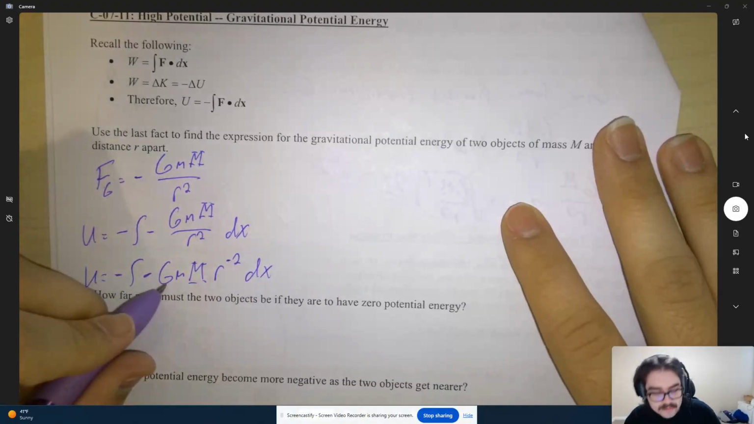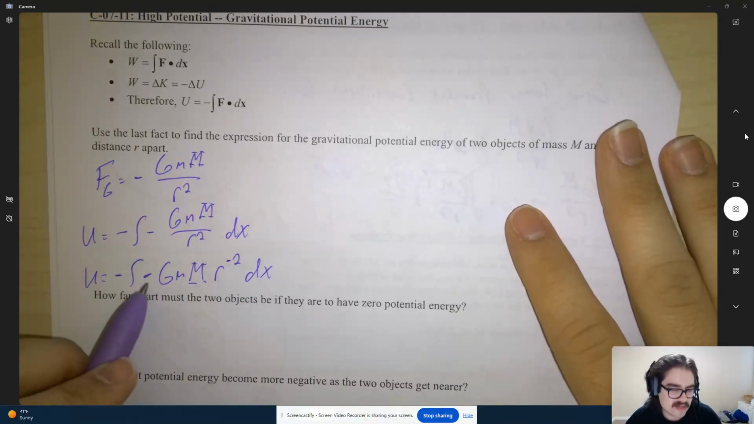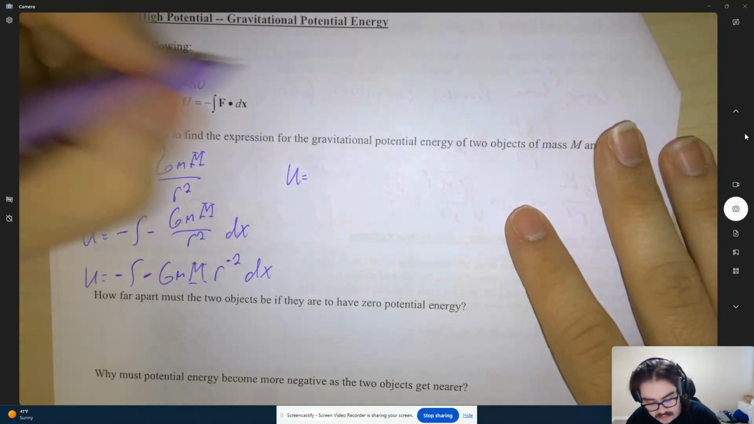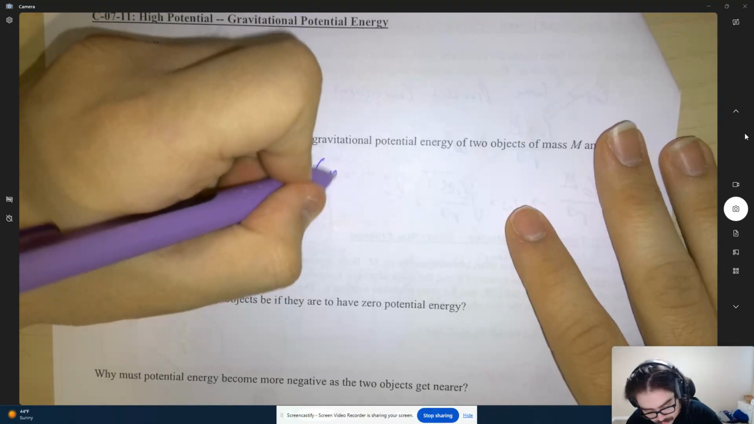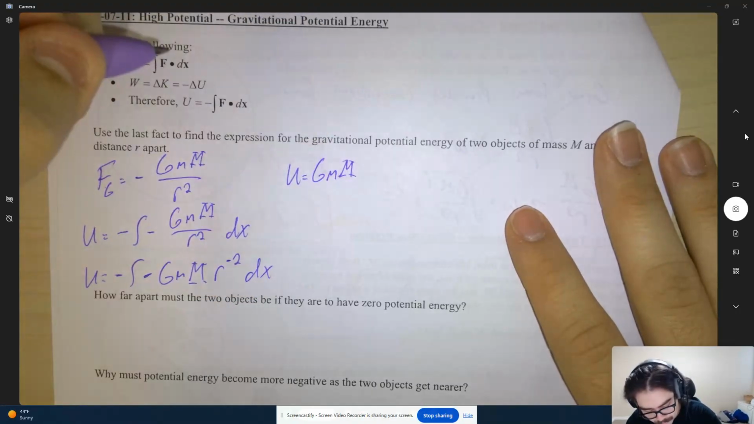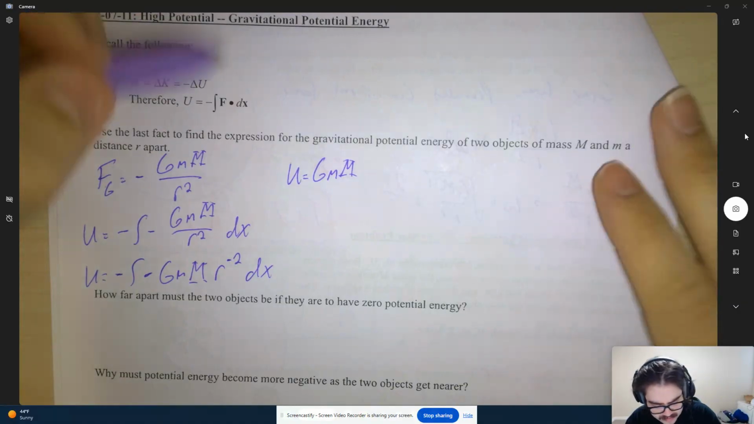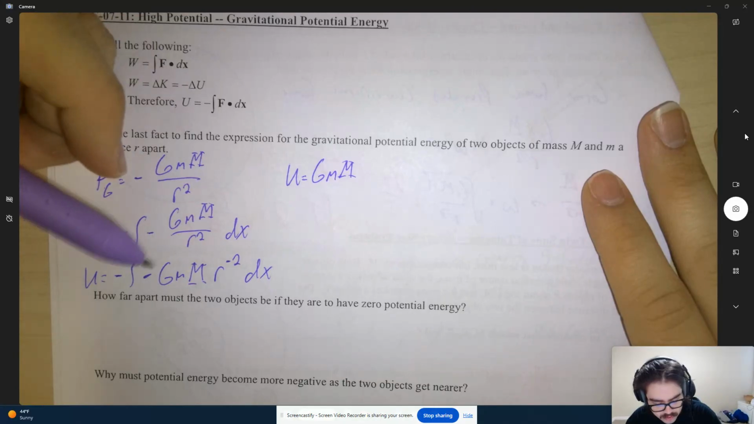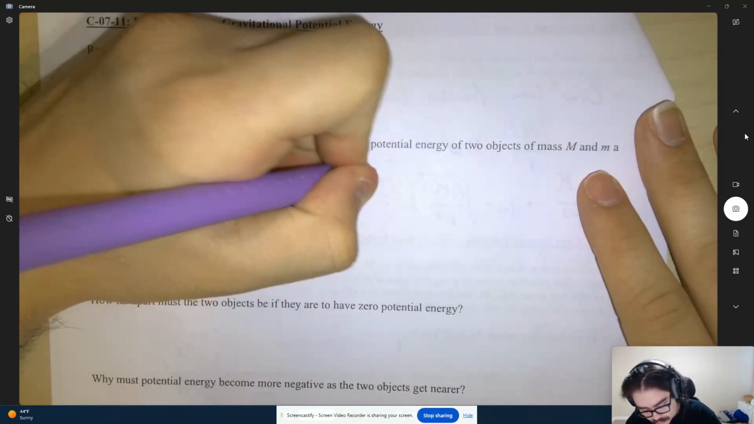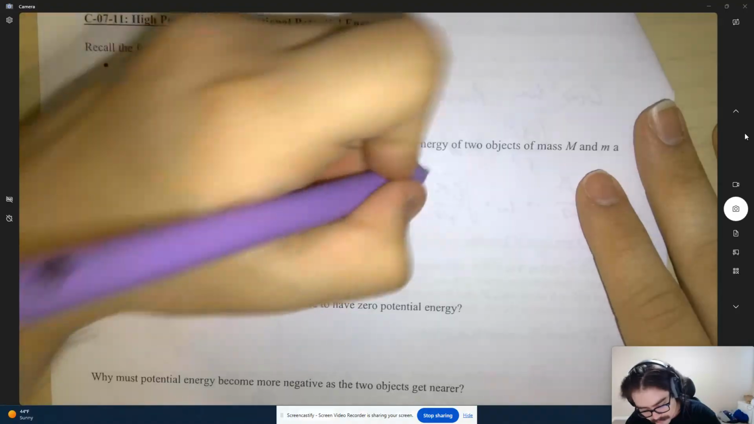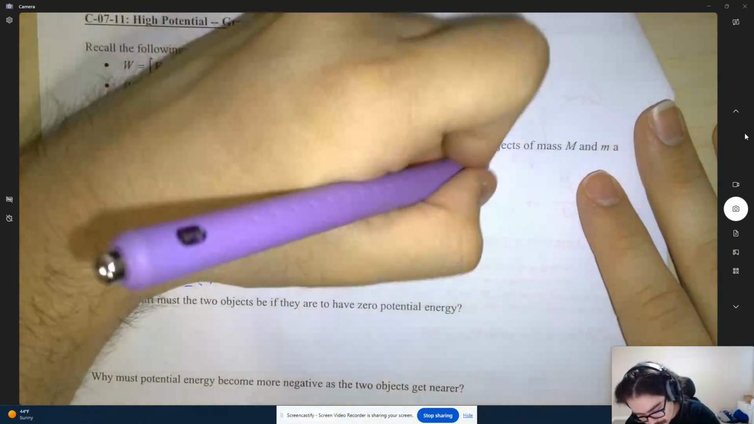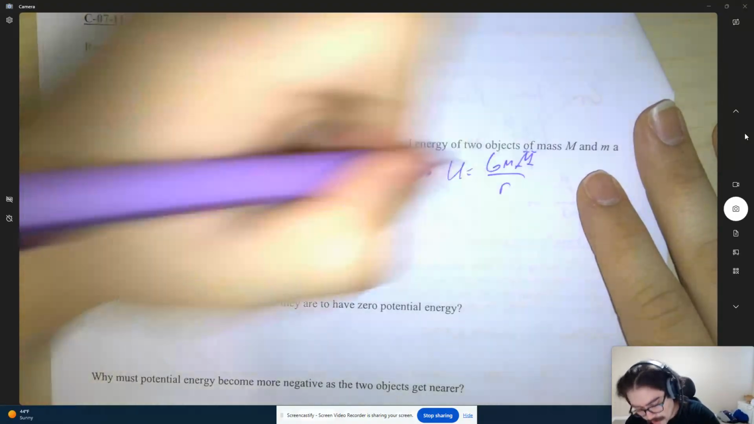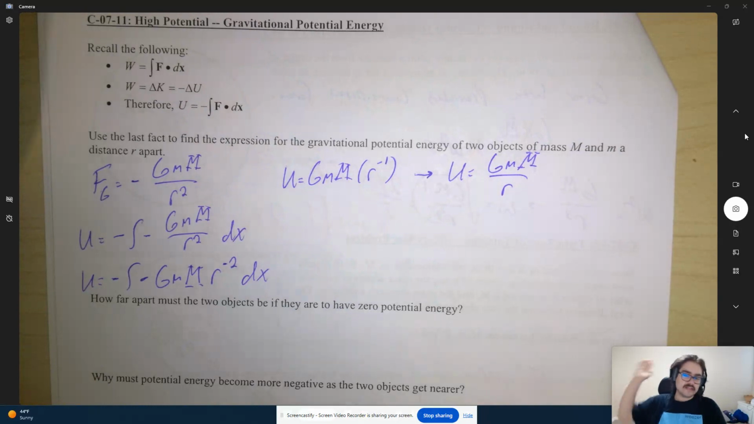Okay. This G little m big M is actually all constant. Even the negative is constant too. So I can factor that out, and the negative and the negative make a positive. So this really becomes potential energy is equal to G little m big M times r to the negative 1, and then this ultimately ends up becoming G little m big M over r. Okay, and this is an indefinite integral.